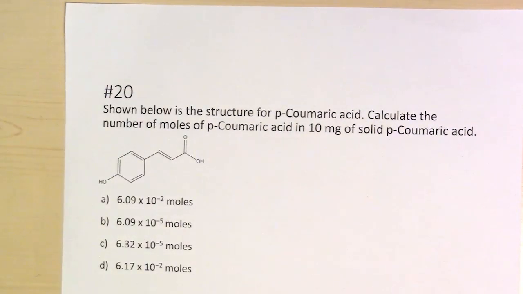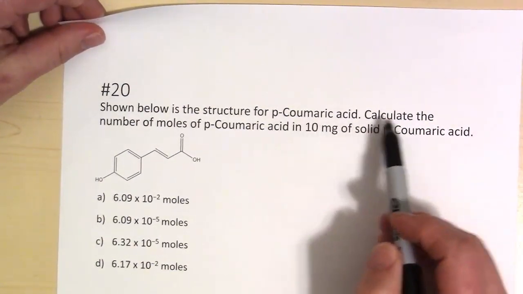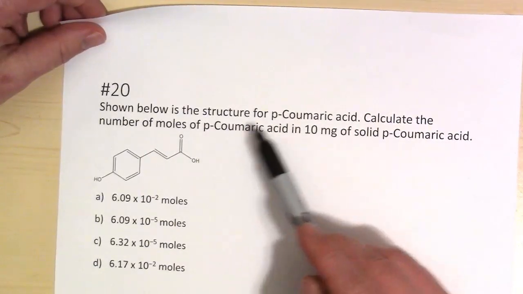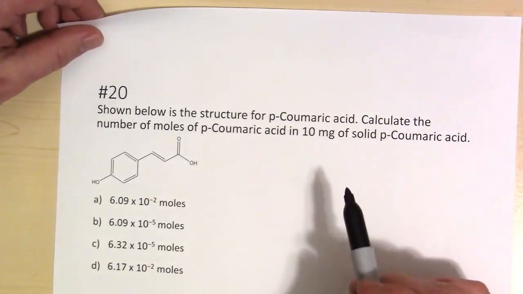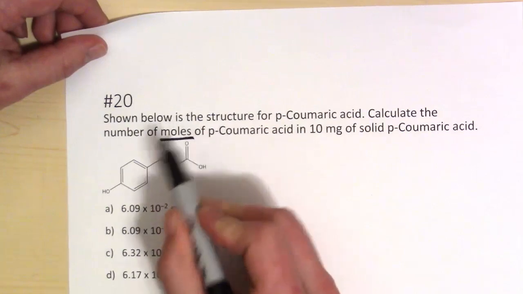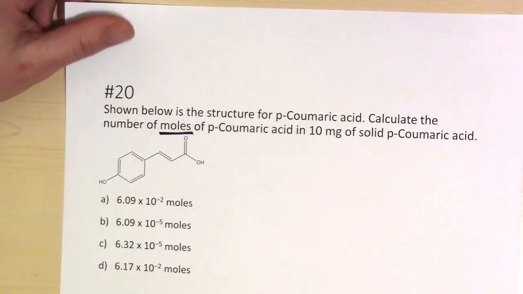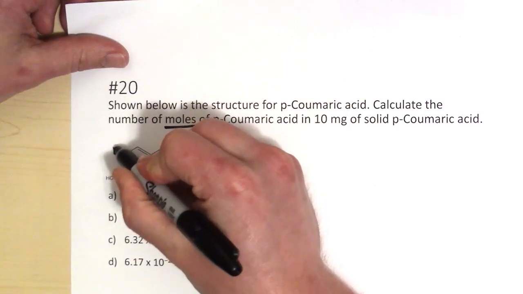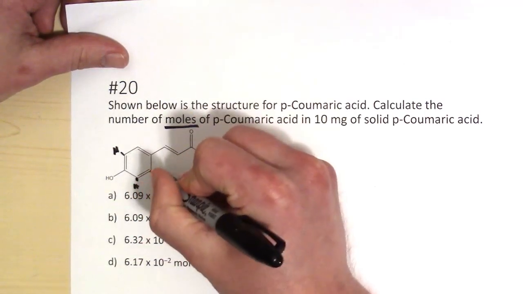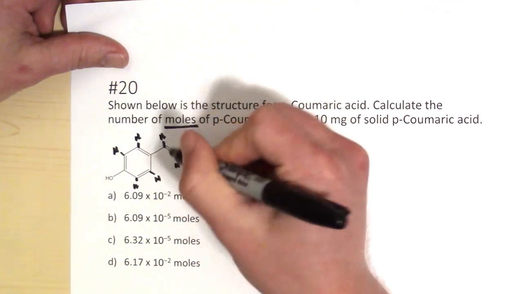So moving to the final problem here. Shown below is the structure for p-coumaric acid. Calculate the number of moles of p-coumaric acid in 10 milligrams of the solid p-coumaric acid. So in order to calculate the number of moles, we're first going to need to calculate the molar mass of this molecule. To make it a little bit easier to determine what the molar mass is, I'll add in the implied hydrogens here, just so we can calculate the formula a little bit easier.